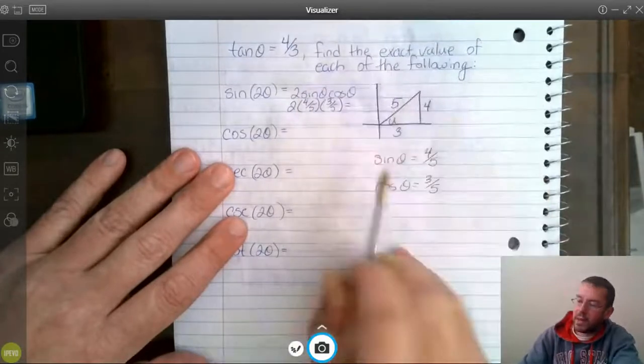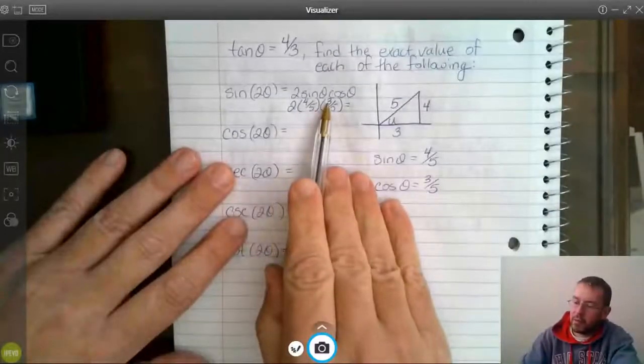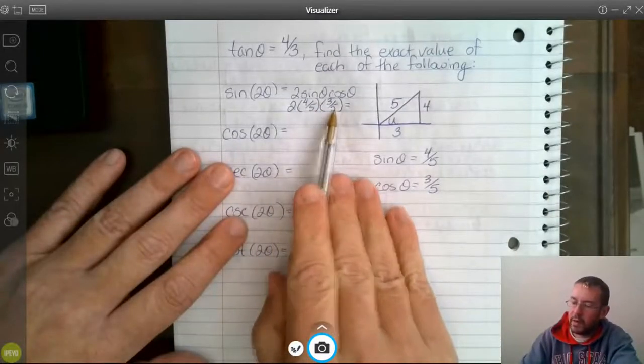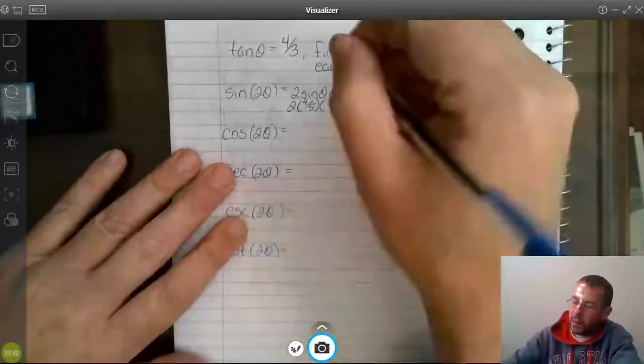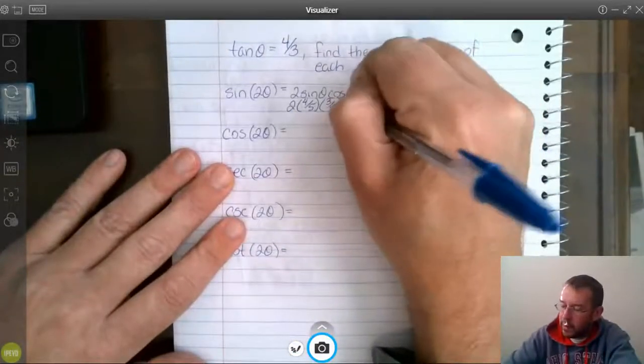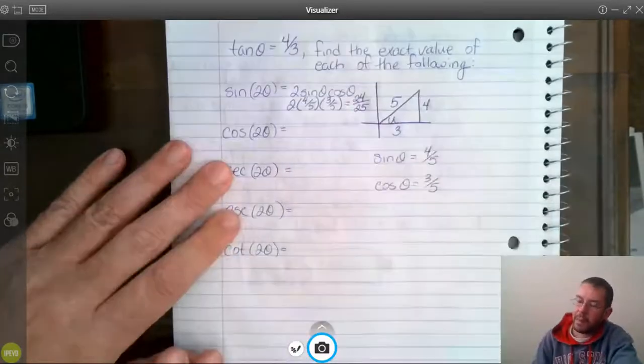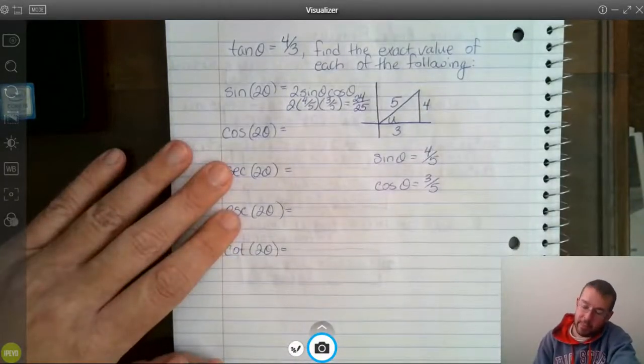All right, so if I multiply these all together, 4 times 3 is 12 over 25. And then 2 times 12 25ths would be 24 25ths. So we're done with that one.